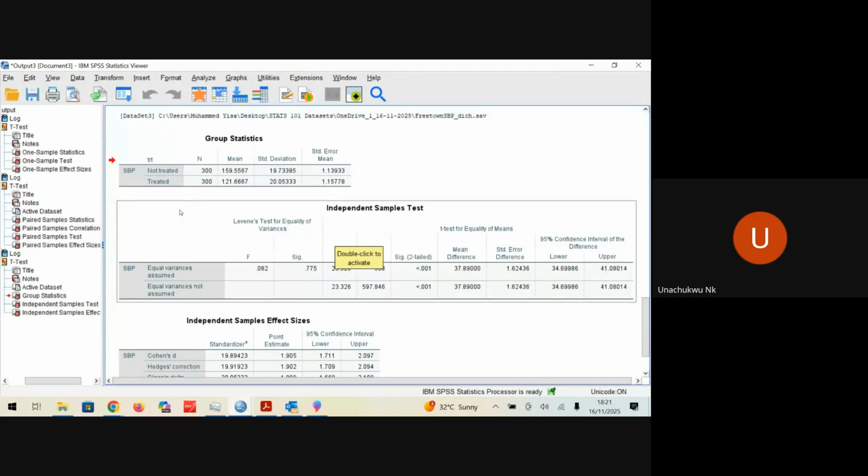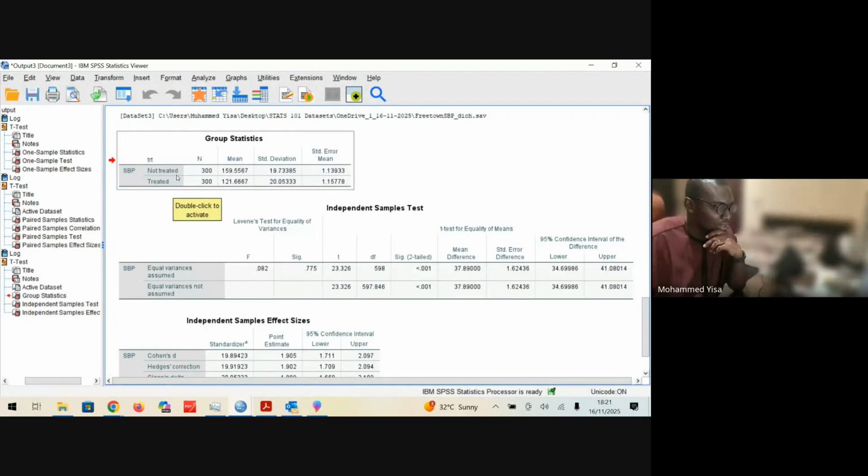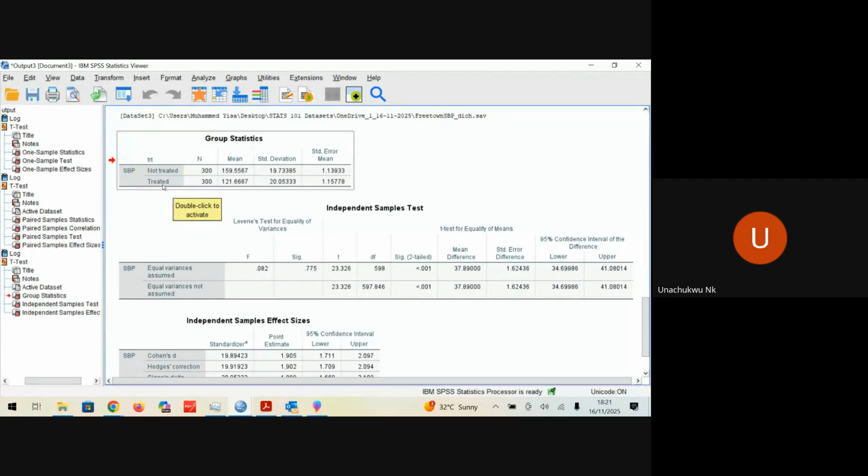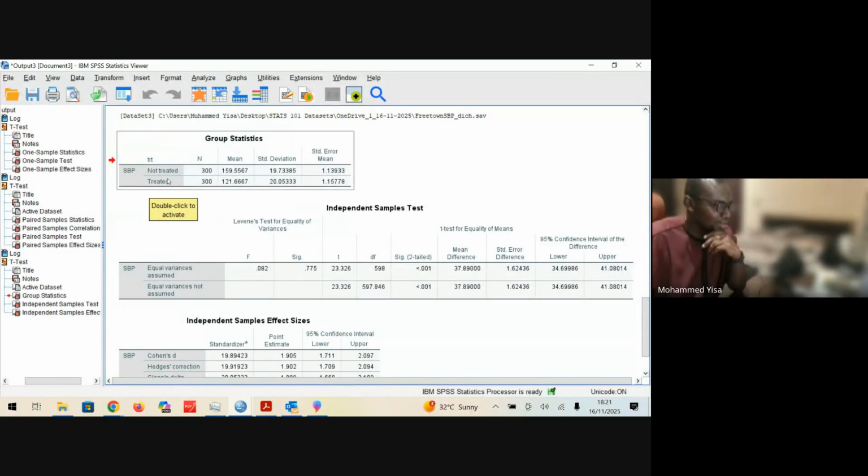Yeah, I found it. Group statistics. You have 0 here. You have 1 here. Yeah, 0 and 1. Okay.